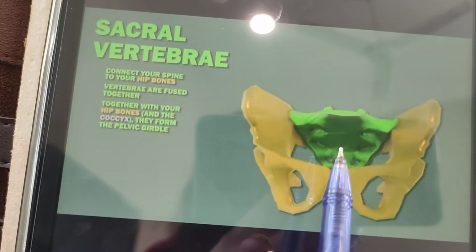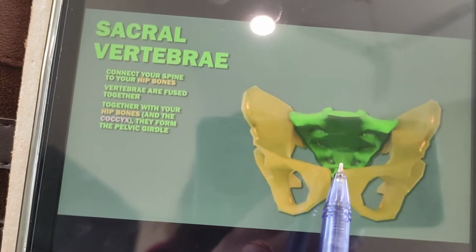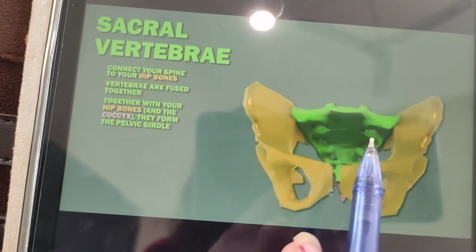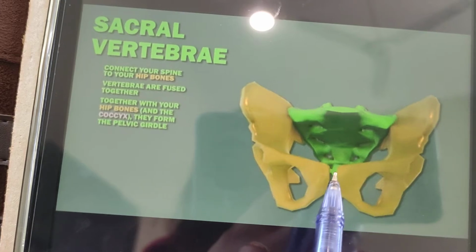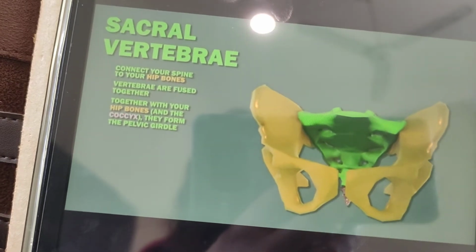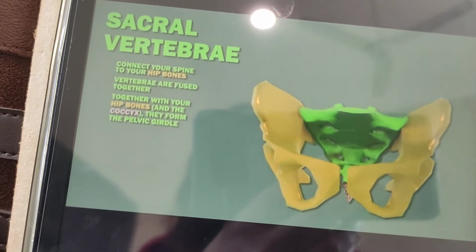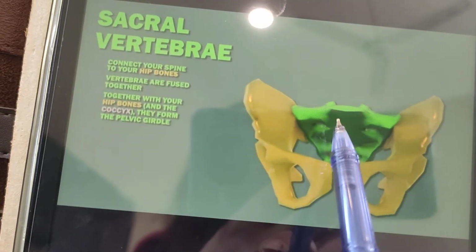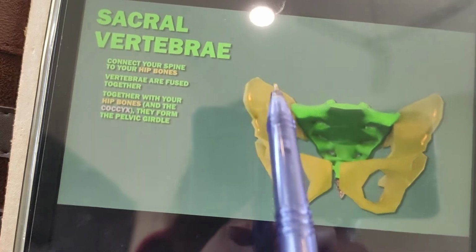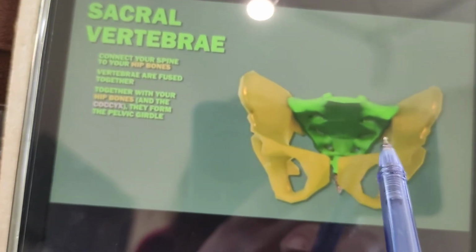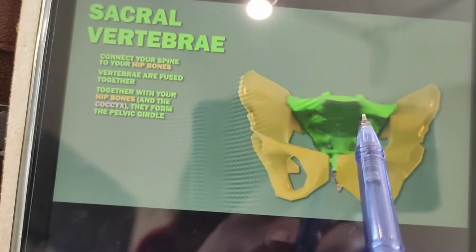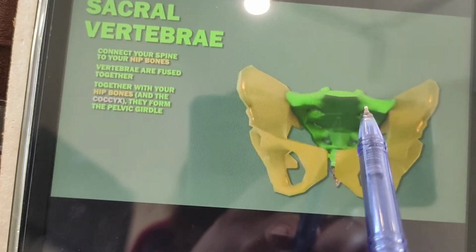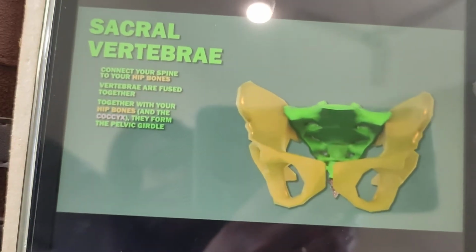Then these are the sacral vertebrae that connect the spine to the hip bones, and the vertebrae are all fused together. It works together with the hip bone and the coccyx, and they form the pelvic girdle. So the sacrum and coccyx are important parts to form the pelvic girdle, which stabilizes the hip joint and provides stabilization to the body for movements, right?